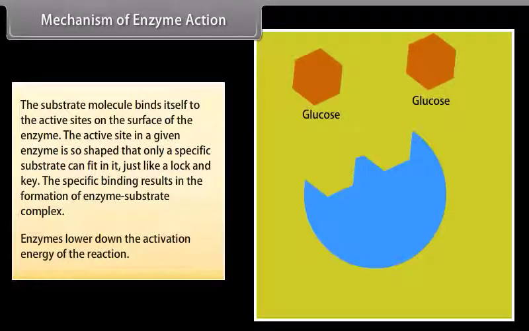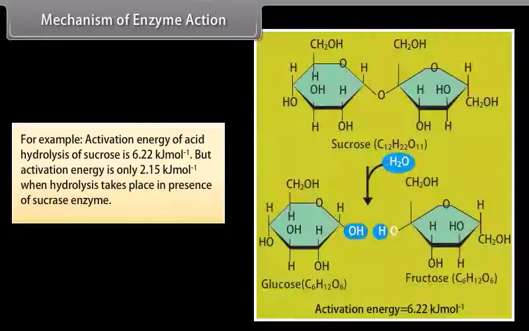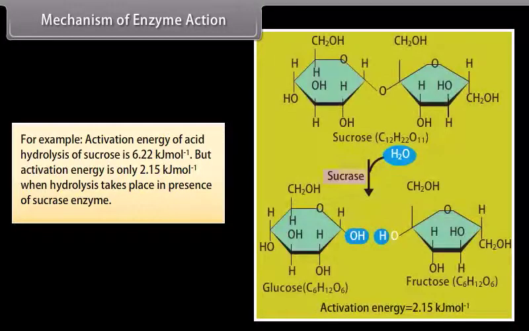Enzymes lower down the activation energy of the reaction. For example, the activation energy of acid hydrolysis of sucrose is 6.22 kJ per mole, but the activation energy is only 2.15 kJ per mole when hydrolysis takes place in the presence of the sucrase enzyme.